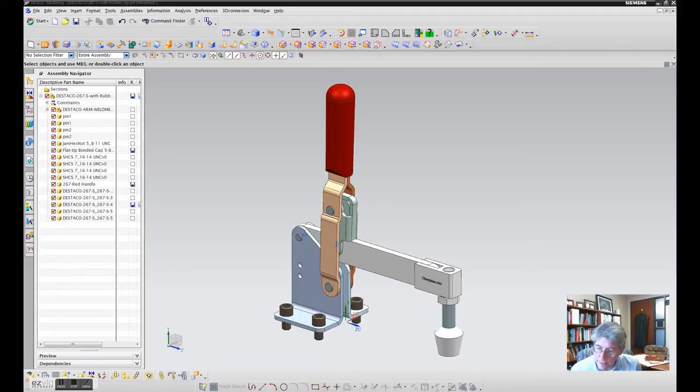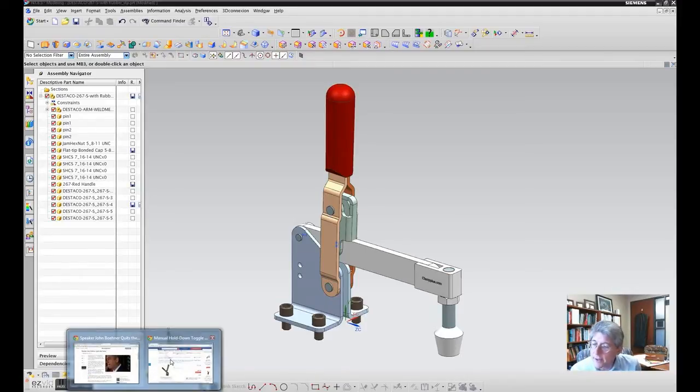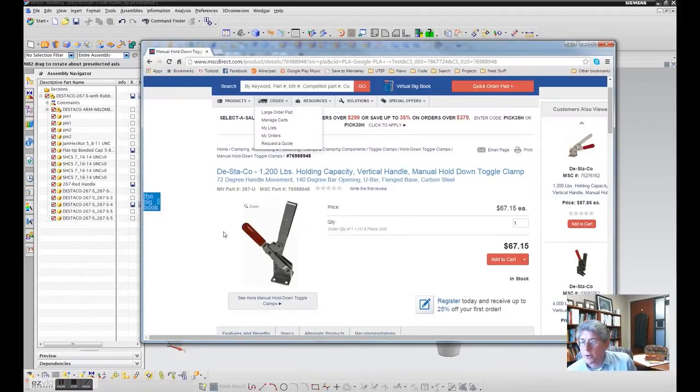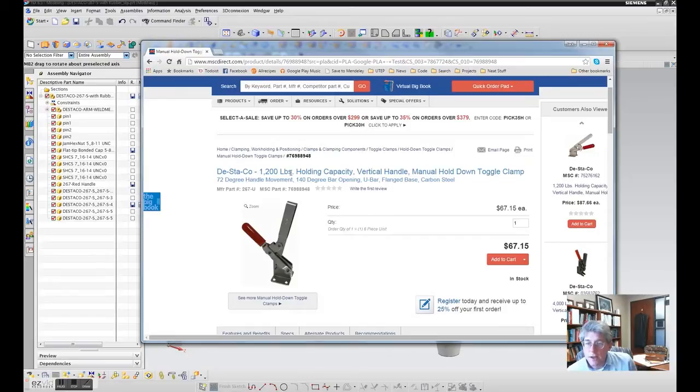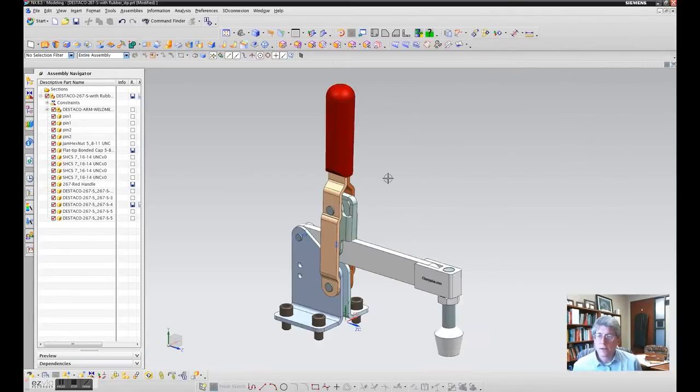This is shown here. This is actually a particular clamp made by Destaco, and for example, if you look in MSC, you can get that. You can buy this clamp. It holds 1,200 pounds. So basically, if you clamp it down, it can resist 1,200 pounds acting up without disengaging. All right. Okay, let's close this down.